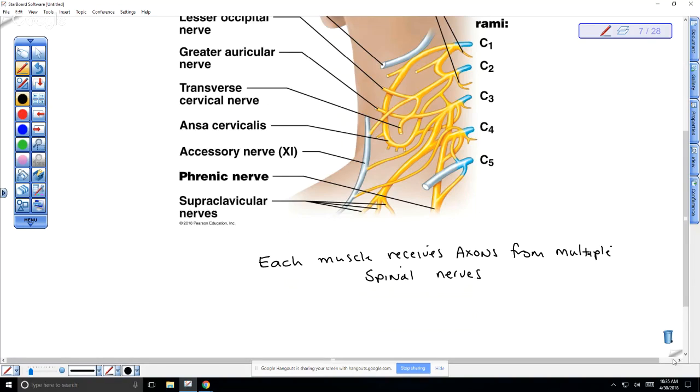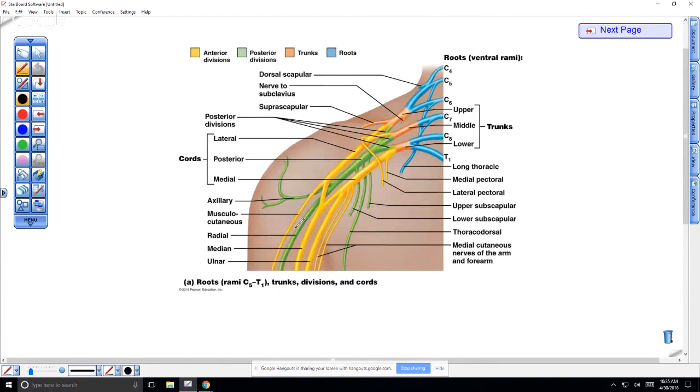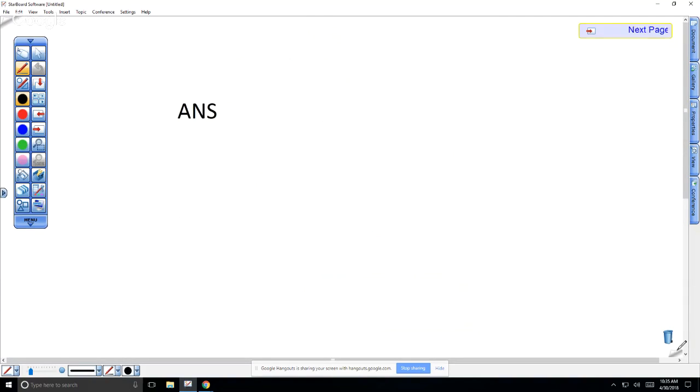So if we look at that radial nerve, right? This is my radial nerve, this green one that's coming out. And notice that it has fibers from C5, C6, C7, C8, right? Because of that interlacing nerve plexus. Okay, so that is it for the somatic division of the peripheral nervous system.